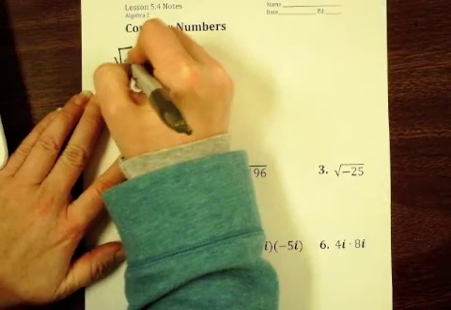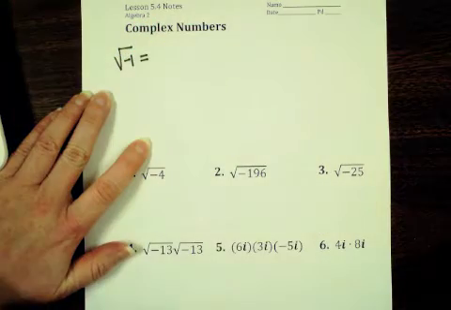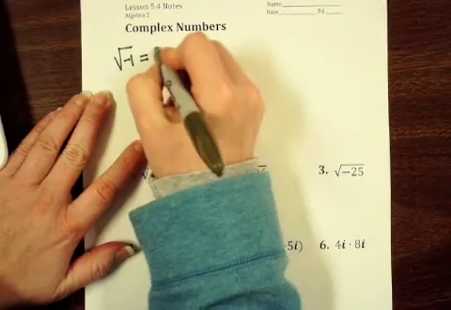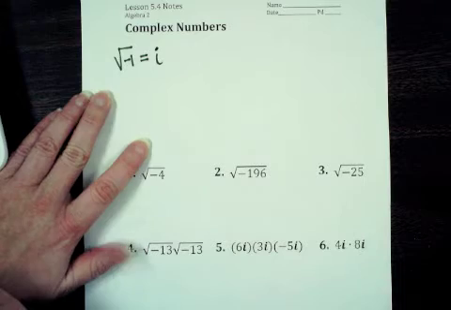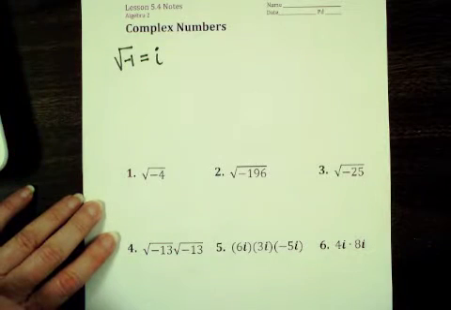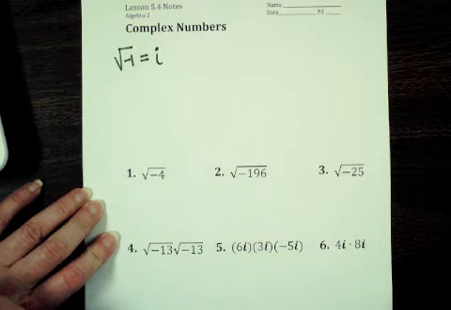So the square root of negative 1 is what we're going to call i, the imaginary i, for square root of negative 1. And that's the basic one you need to remember.